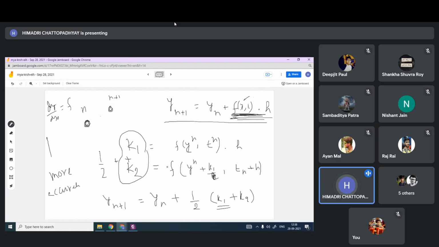For example, with the same interval, suppose the actual solution is like this. Say the first order, for a given value, this is first order. The second order will be better. You will see that they will give a better match. If you plot for the same value of h, second order will give you a better match.